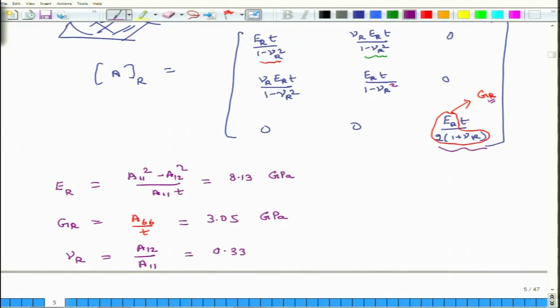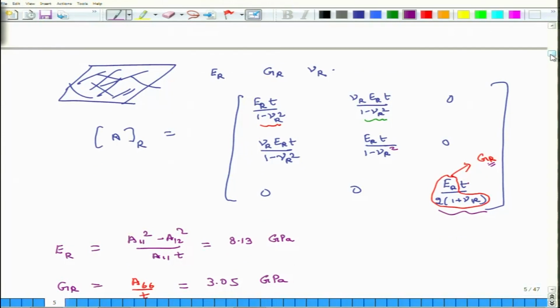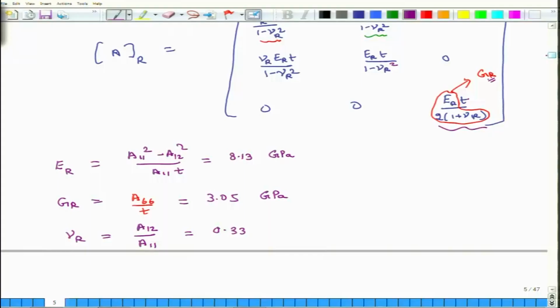So, you can say that a randomly oriented fiber mat which has the same volume fraction, and the fibers are of the same length as in the oriented layer, and the matrix is the same, if everything else is the same, then using this approach you can predict that its Young's modulus will be 8.13 GPa, GR shear modulus will be 3.05, and Poisson's ratio will be 0.33.